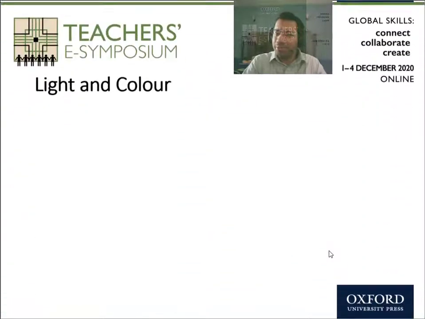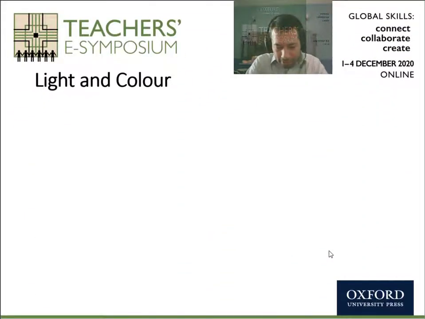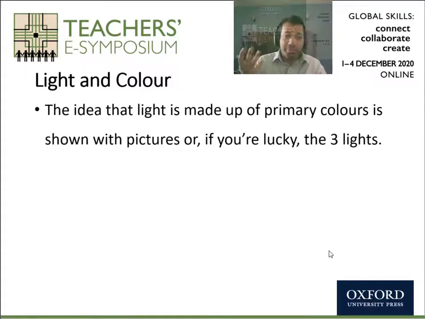Right? Let's think about light and color. The idea that light is made up of 3 primary colors is shown in pictures, or if you're lucky, the teacher comes in with 3 different lights, or a box which has the 3 lights, and you can just turn the lights on, all 3 of them at different times. And you can see that there's the red, there's the green, and there's the blue, and in the middle there's like this little Reuleaux triangle that's made up of all 3 primary colors, and it looks white. And that's always been a pretty fun experiment, a pretty nice experiment.